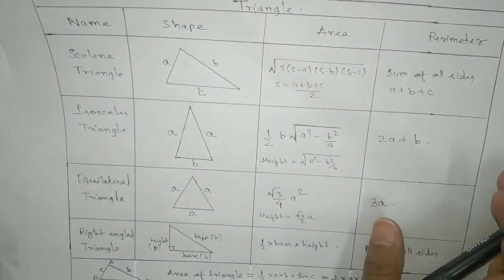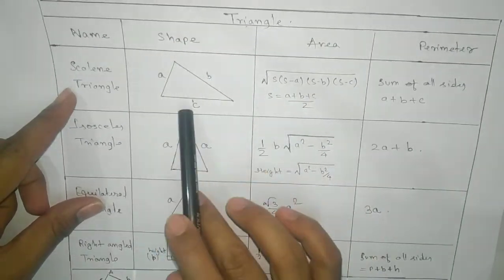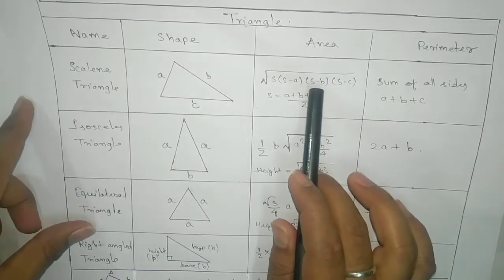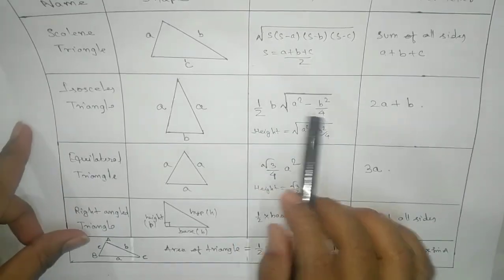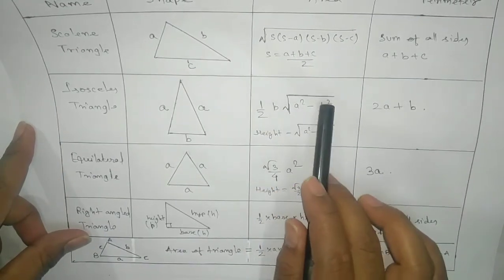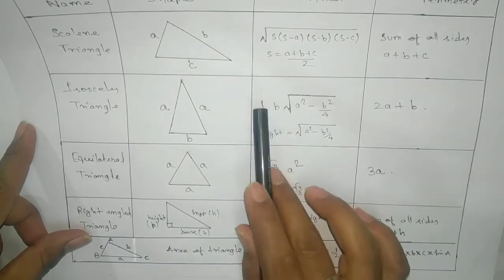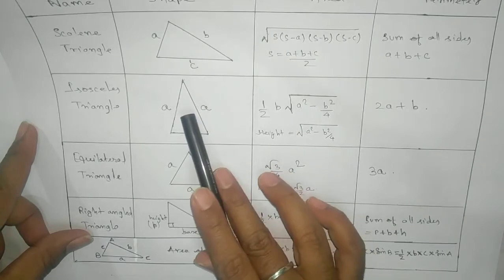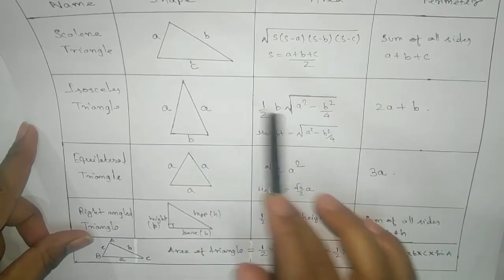Now we'll enter into the triangle. You can see the triangle. We have already seen for the scalene triangle, when the sides are given to you, you can apply Heron's formula. And for the isosceles triangle, there is a formula, that is half into b into root over a square minus b square by 4. Here b represents the base and a represents the equal side. You can apply it, and you will get the area.